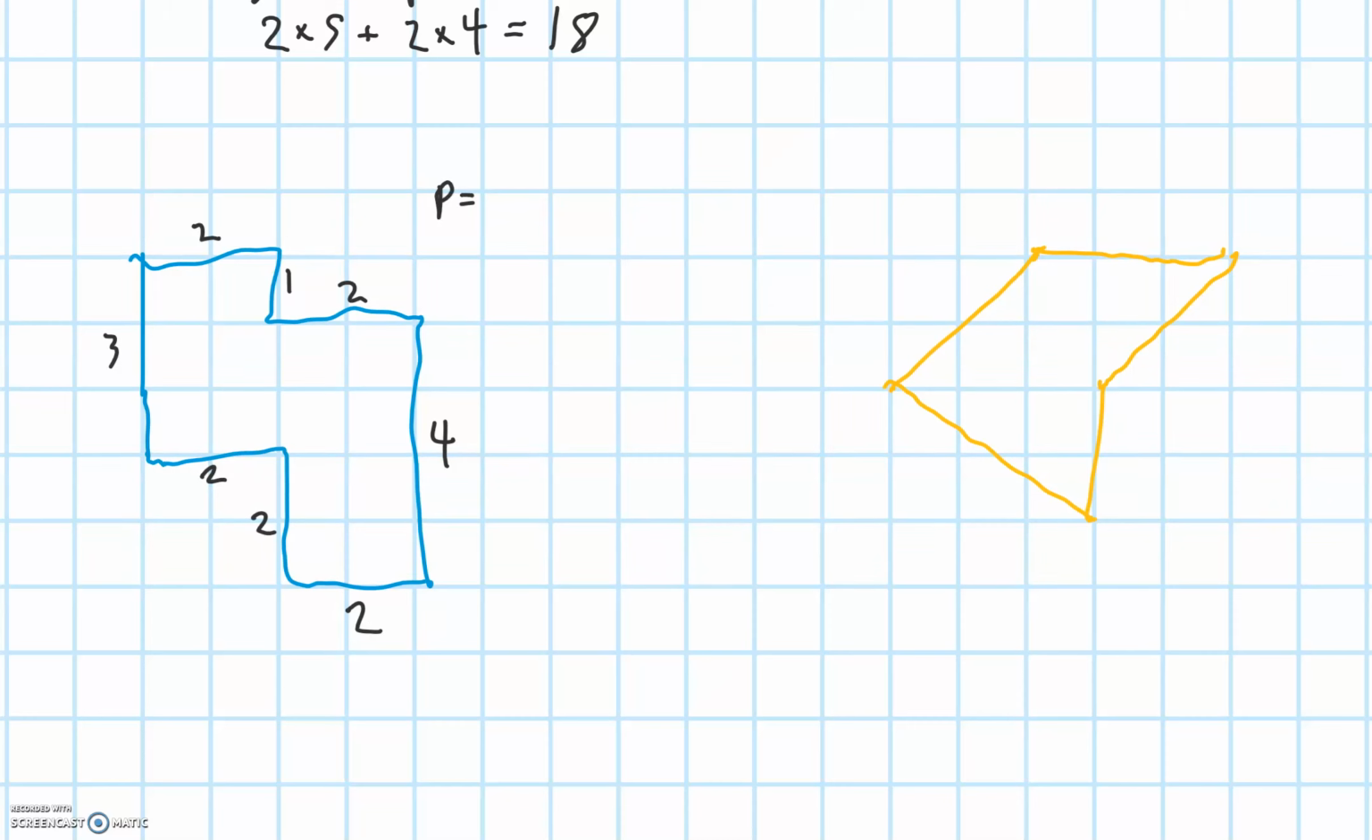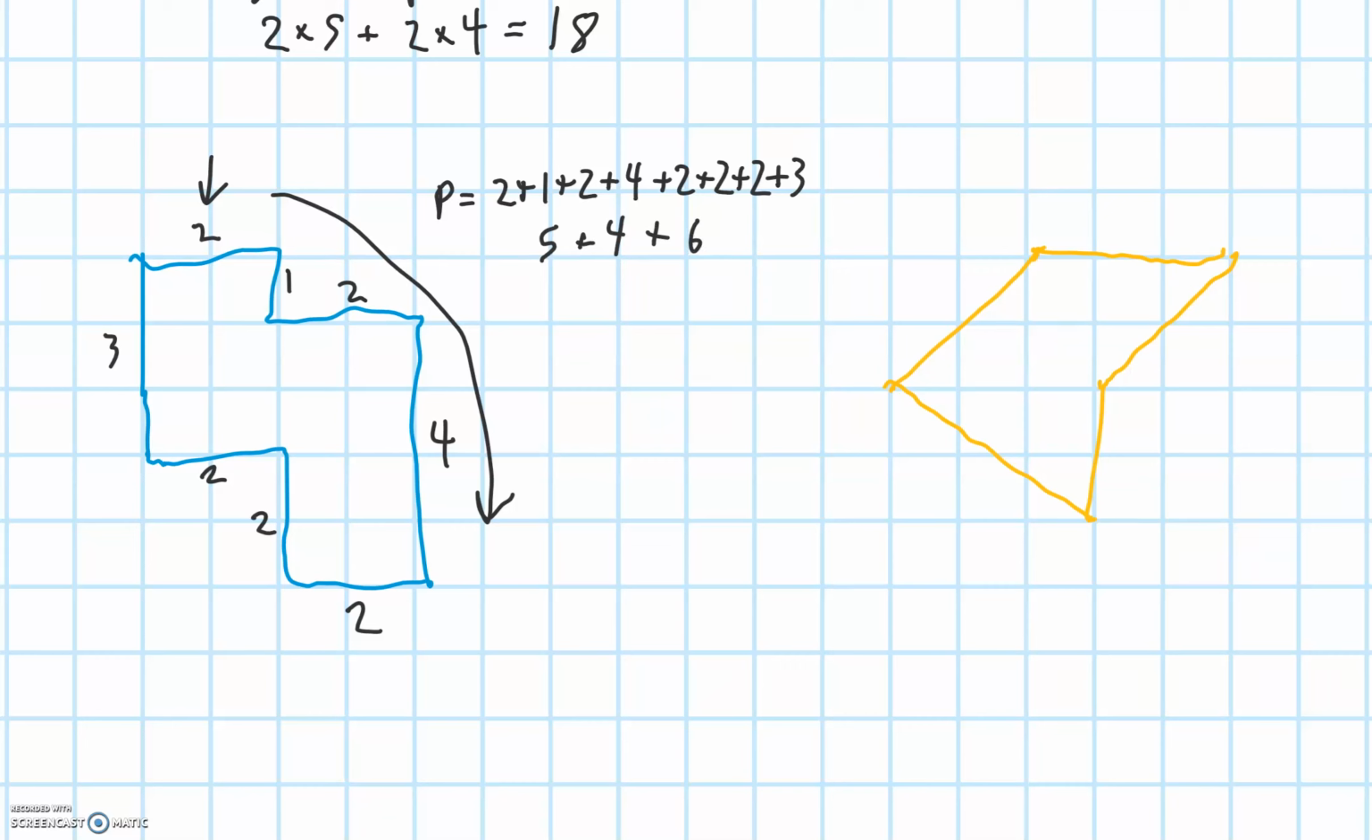So I'm going to just start at the top here and go around my shape this direction. Okay, so 2 plus 1 plus 2 plus 4 plus 2 plus 2 plus 2 plus 3. So I just need to add them up. Sometimes I'll do them in groups. So I'm going to add up 2 plus 1 plus 2 equals 5. I'll leave the 4 there, plus 4, plus 6. So I'm just adding all those 2's, plus 3.